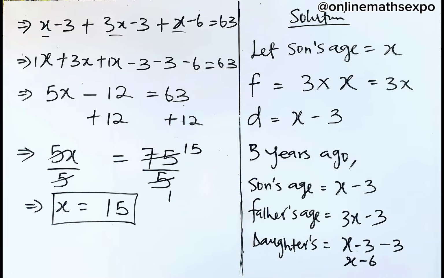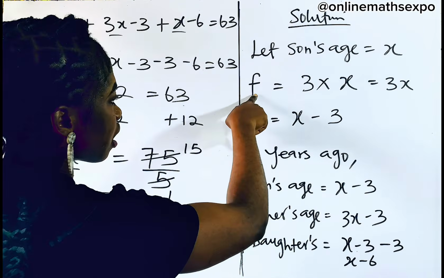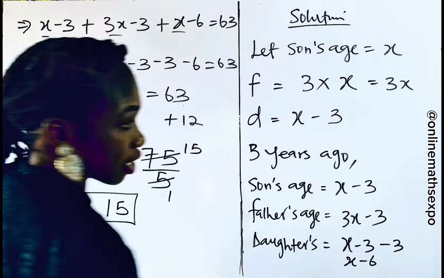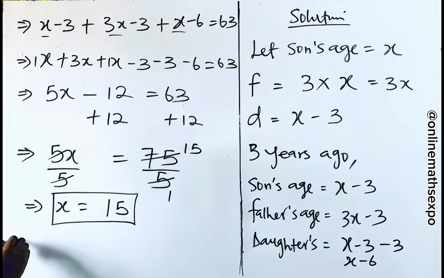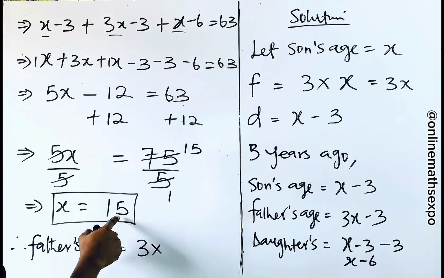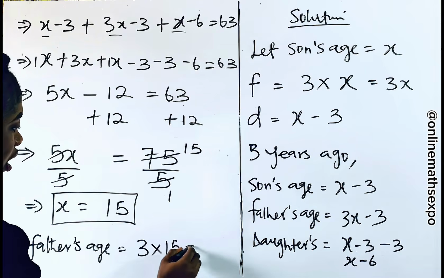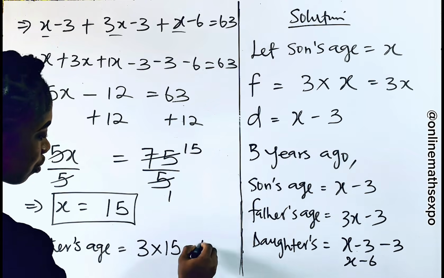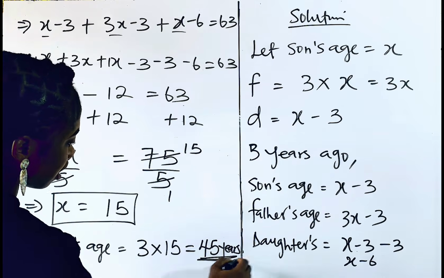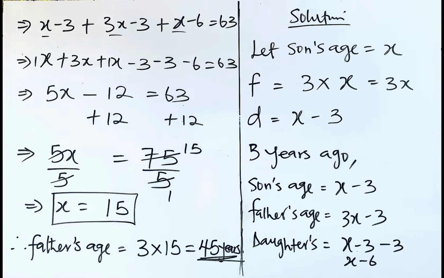But remember, the question says, find the present age of the father. This is the present age of the father, 3x. So if you want to find the father's age presently, we are going to have the father's age presently will be 3 times our x, which is 15. And when you multiply this, it gives you 45. So the father's age presently is 45 years.